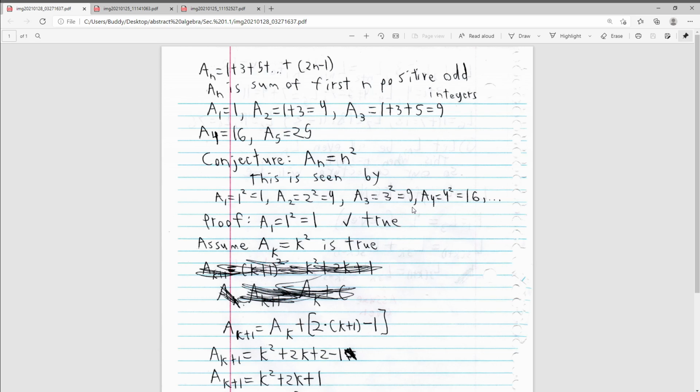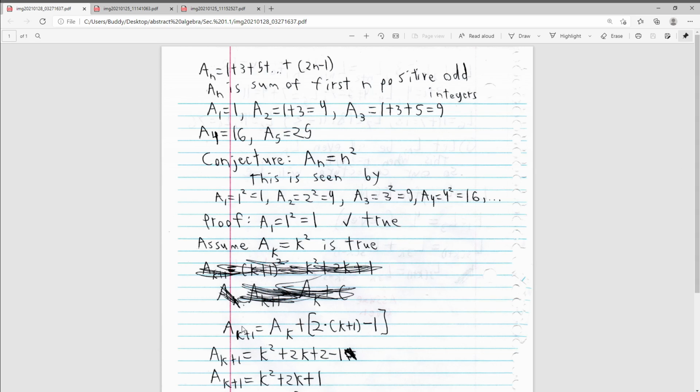For my proof, we have to prove two things. First you have to prove a1, and then you have to prove a_(k+1). So first, a1 is equal to 1 squared, which is equal to 1. So it's true, because as we see, a1 is equal to 1. So the sequence a_n will match what you get from n squared. Now we assume a_k equals k squared is true.